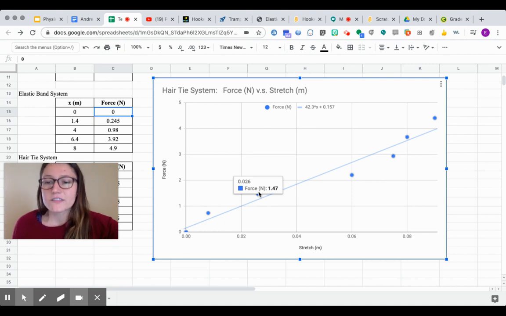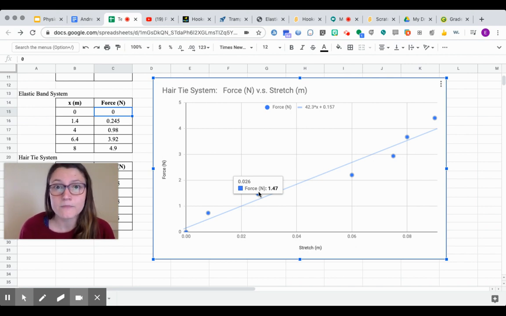If the data points fit the linear trend line, the system follows or obeys Hooke's law. Hooke's law states that the restoring force and the stretch distance will be proportional to each other, meaning that the rigidness of the material, also known as the spring constant, will stay constant or consistent throughout each trial.